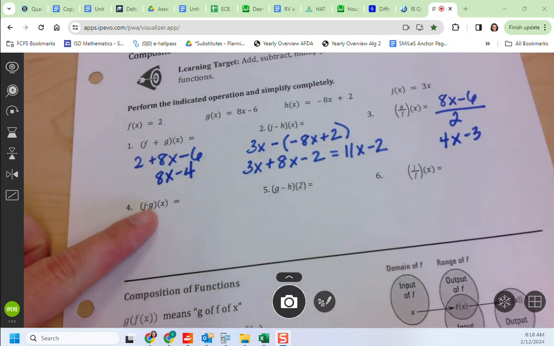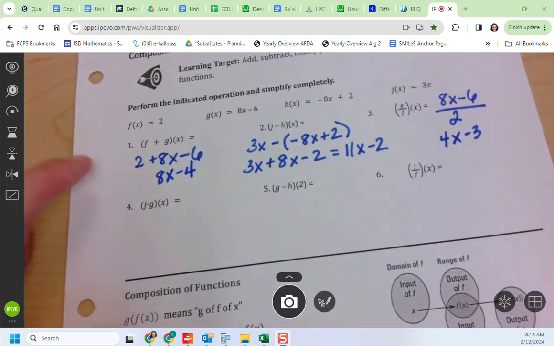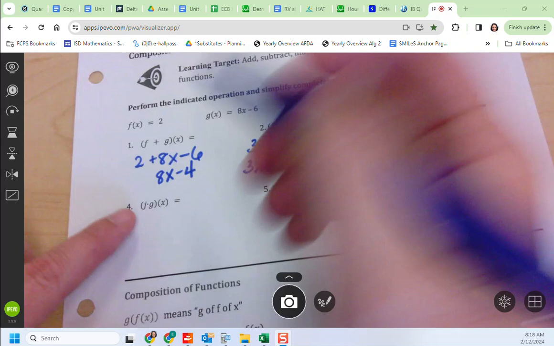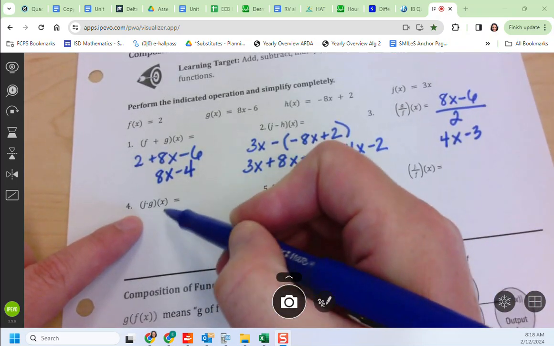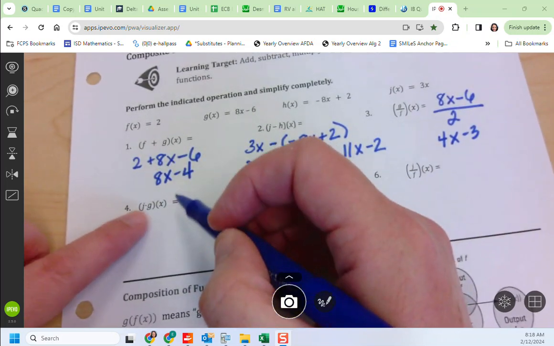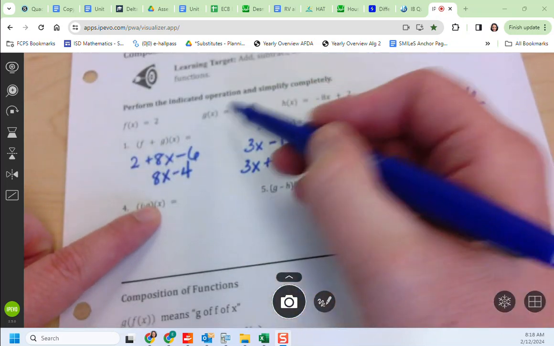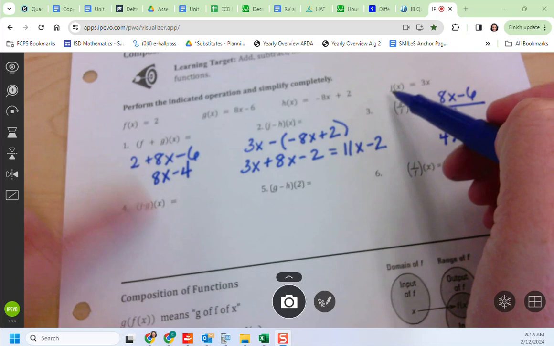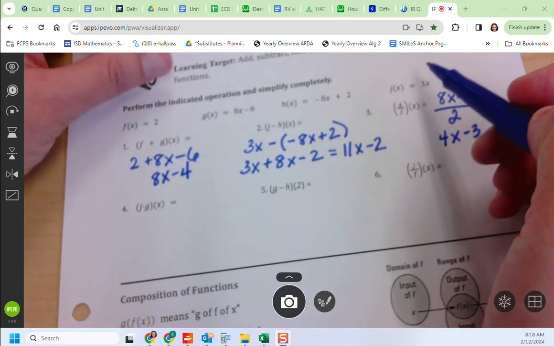j times g of x. So it's a function of x, and we're going to multiply. One thing that was brought up is that we don't actually have to put in extra x into the answer. It's j times g of x. This x is the same one that we're talking about here and here and here and here. Okay? So we really just multiply j times g.